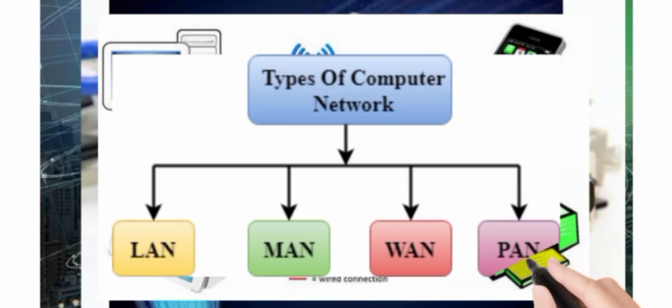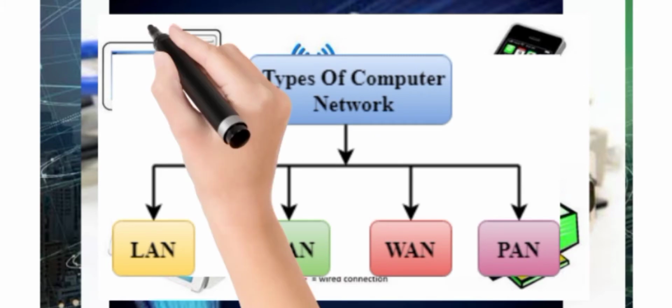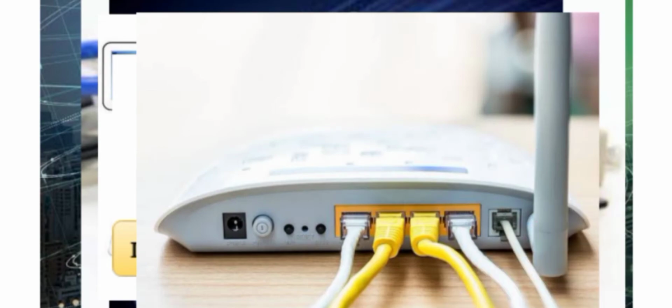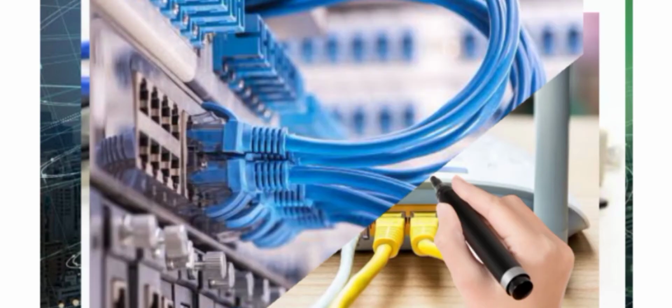Networks are divided into four different types. LAN. LAN stands for Local Area Network. A network is a group of two or more connected computers, and a LAN is a network contained within a small geographic area, usually within the same building. Home Wi-Fi networks and small business networks are common examples of LANs.